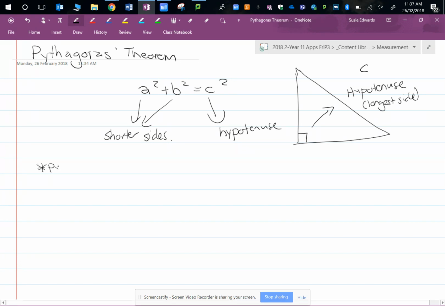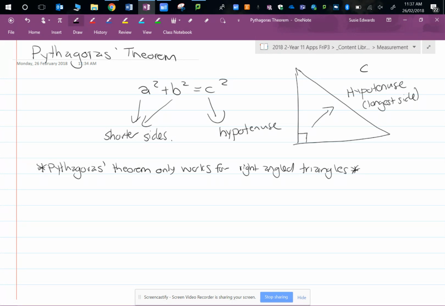Now, Pythagoras' theorem only works for right angled triangles. And that's important to know because we're going to do non-right angled triangles later on. But also because we might ask you, is this a right angled triangle by giving you the three sides? And so you need to know if it works, then yes it is. If it doesn't work, then no it's not.